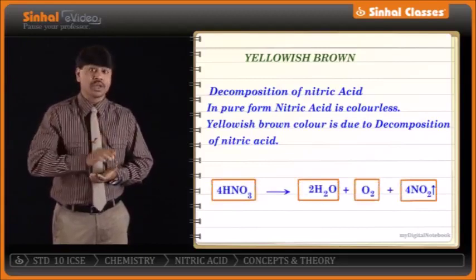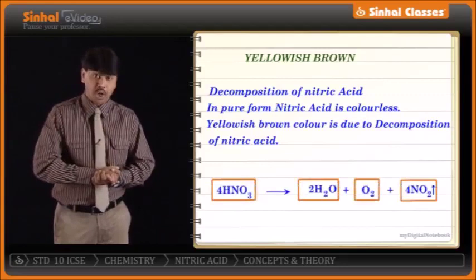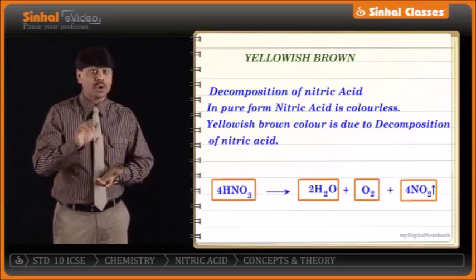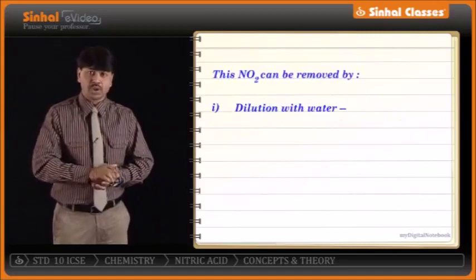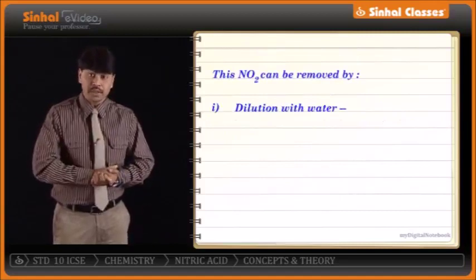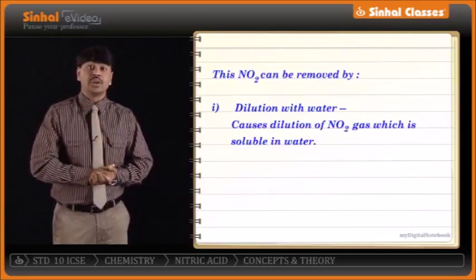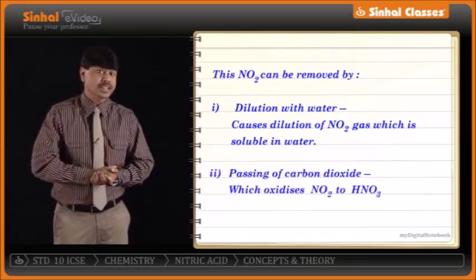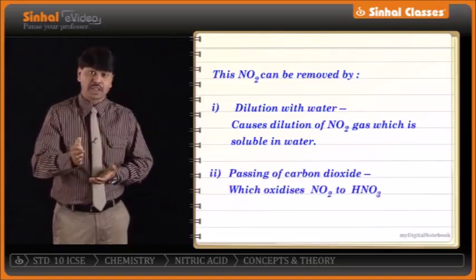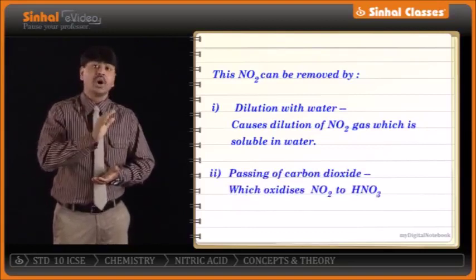That is, HNO3 will break down to give you water, H2O, NO2 and O2. This NO2 you can remove also. You can go for dilution, which can dilute NO2. NO2 is highly soluble, so it dissolves in it. Or you can pass carbon dioxide, which will oxidize NO2 to HNO3.